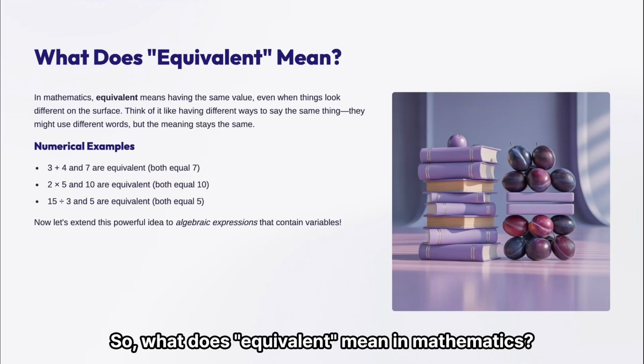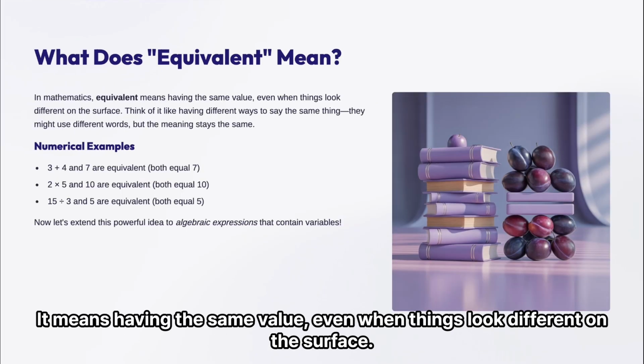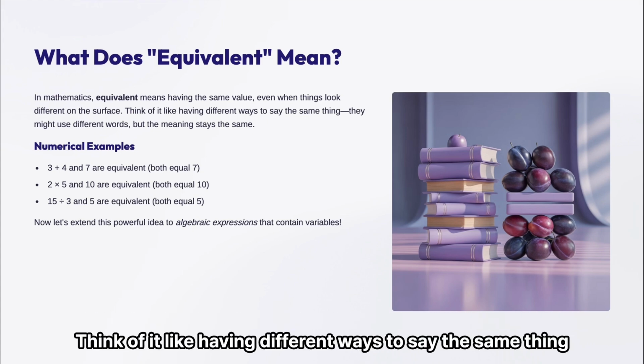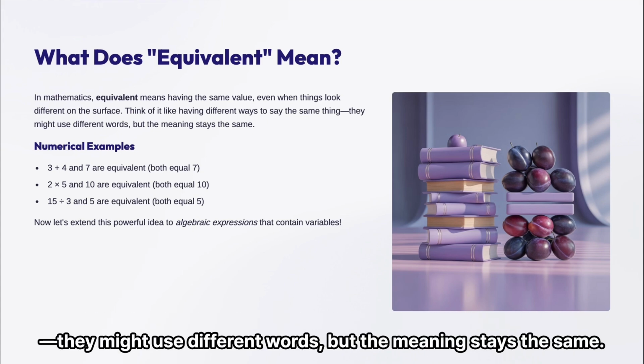So, what does equivalent mean in mathematics? It means having the same value, even when things look different on the surface. Think of it like having different ways to say the same thing. They might use different words, but the meaning stays the same.